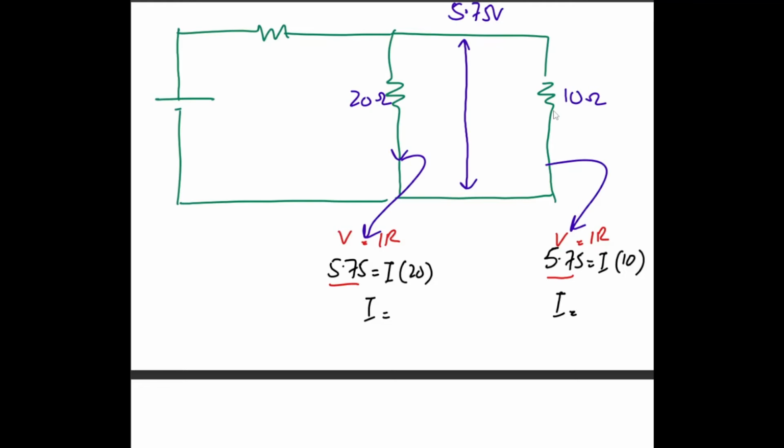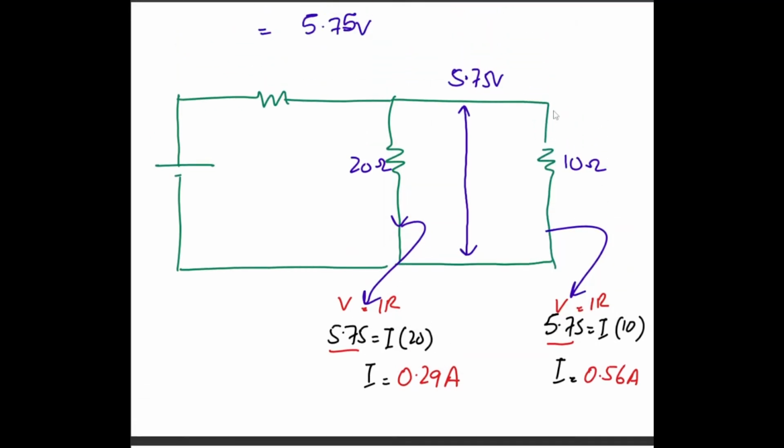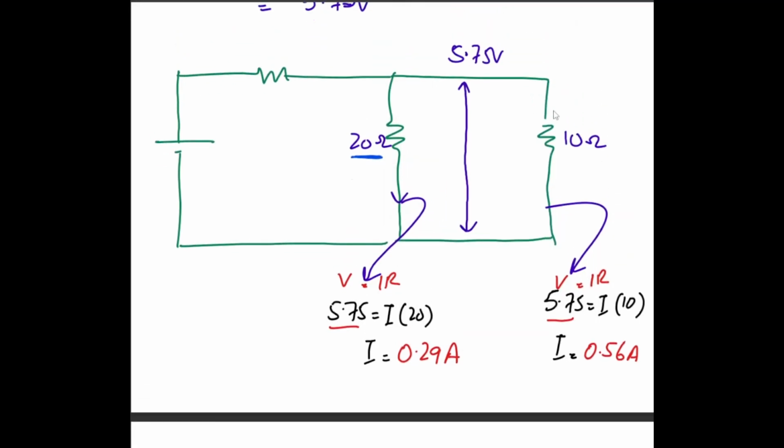5.75 divided by 20 would be 0.29 amperes up to 2 significant figures. I'm rounding it off, and this will be 0.575, yes, 0.575. So I'm rounding this off as 0.56 amperes. Okay. Now, can we visually confirm that the higher resistance branch received a lesser current and the lesser resistance branch received a higher current? Can we confirm that?